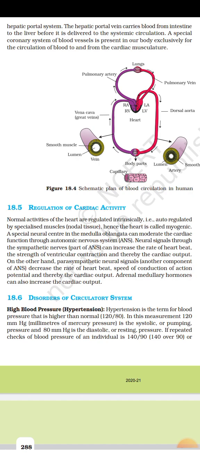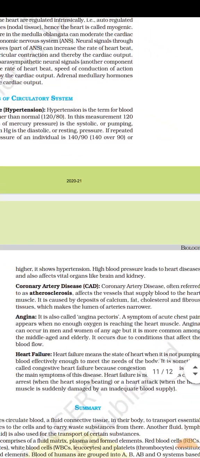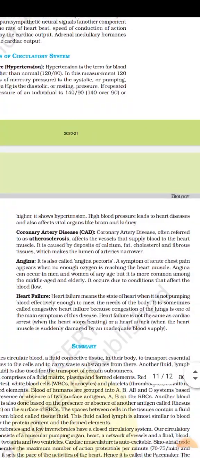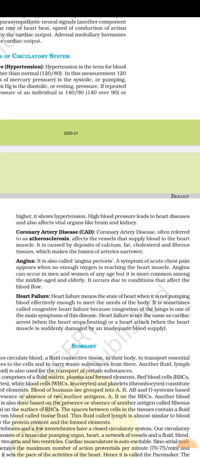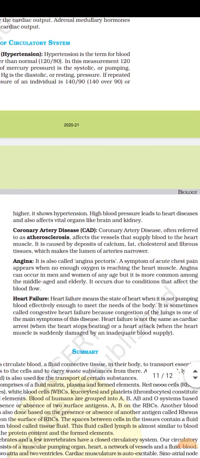High blood pressure, hypertension. Hypertension is the term for blood pressure that is higher than normal, 120 by 80. In this measurement, 120 mmHg, millimeters of mercury, is the systolic or pumping pressure, and 80 mmHg is the diastolic or resting pressure. If repeated checks of an individual's blood pressure show 140 by 90 or higher, it indicates hypertension. Higher blood pressure leads to heart disease and also affects vital organs like the brain and kidney.